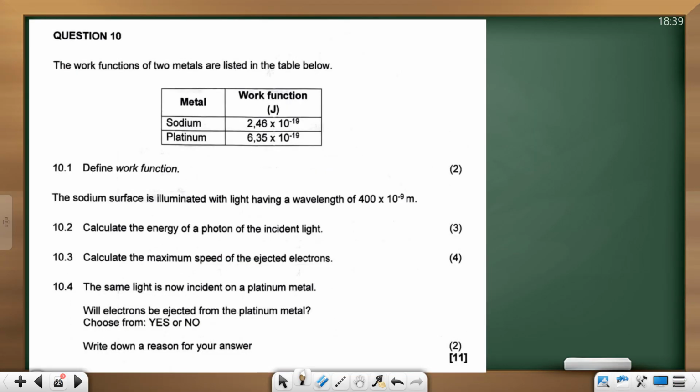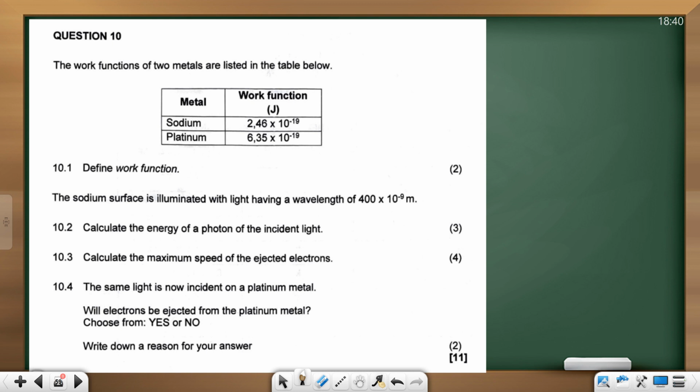Let's move on to this. The work function of 2 metals are listed in the table below. We have sodium and platinum. 10.1. Done. Because almost every question we see now, that's what we're defining. I'm not saying it's the only thing you are going to define. I told you there are 4 or 5 definitions that you must know there. The sodium surface is illuminated with light having a wavelength of that. Calculate the energy of the photon.